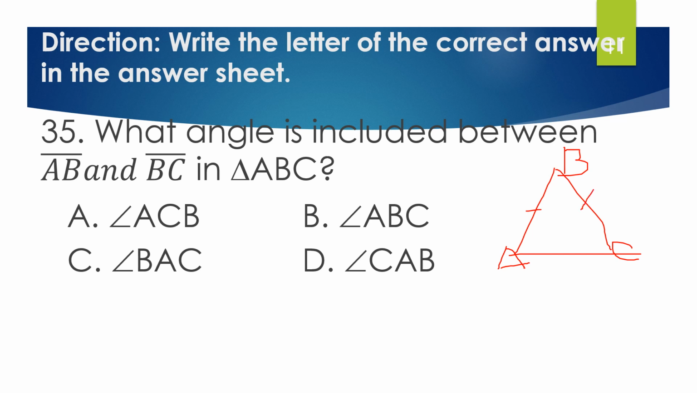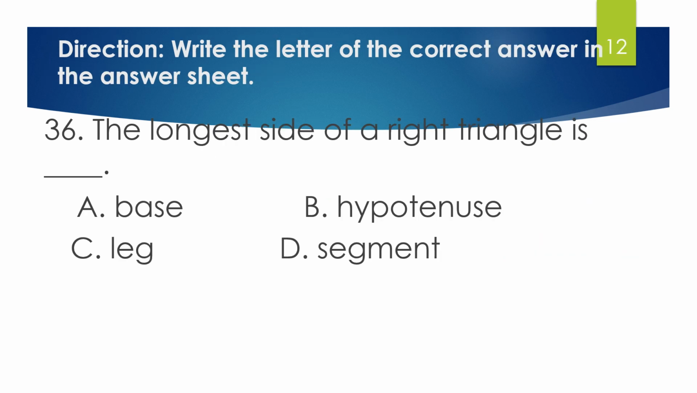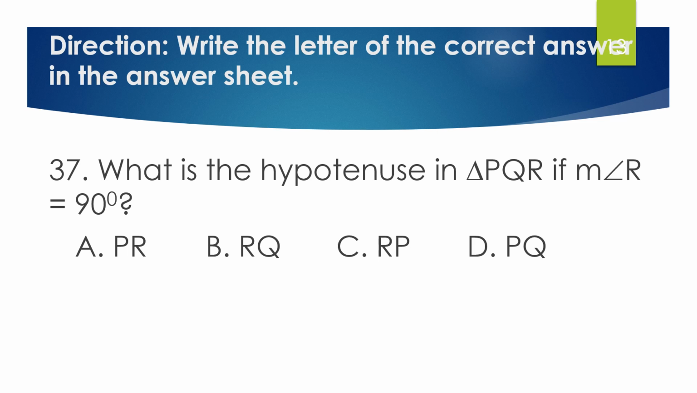Therefore, the included angle is angle ABC. Next, the longest side of the right triangle is called the hypotenuse. What is the hypotenuse in triangle PQR if the measure of angle R is 90 degrees?